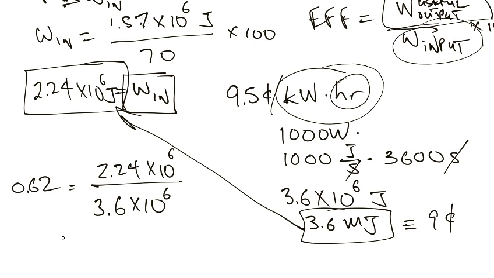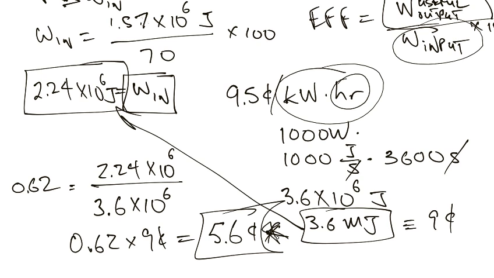So all we have to do now is say, okay, well, if it was equal, it would be 9 cents. So definitely it's going to be less than 9 cents, but how much? We just have to multiply 0.62 by 9 cents, and we get an answer of 5.6 pennies. So that's our final answer. 5.6 pennies to heat up 4 liters of water from 6 degrees to 100 degrees Celsius with a 70% efficiency from the burner to the water.